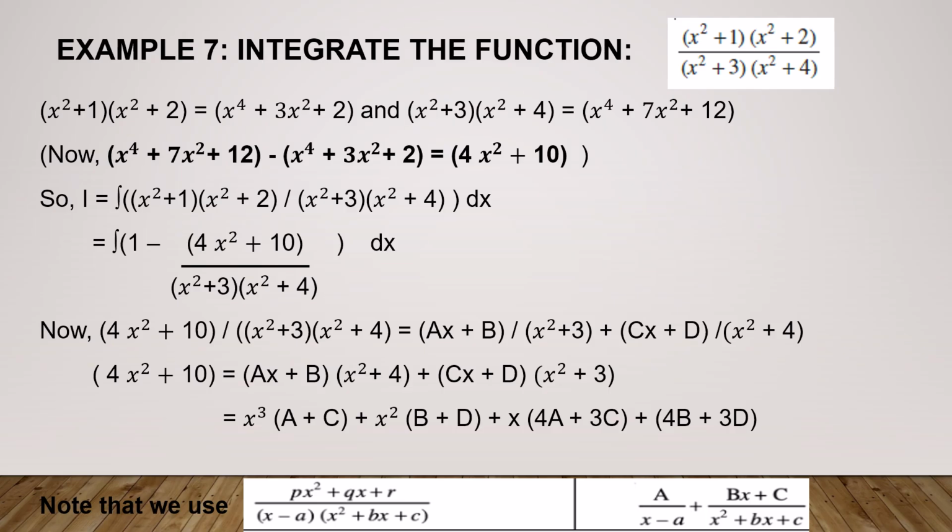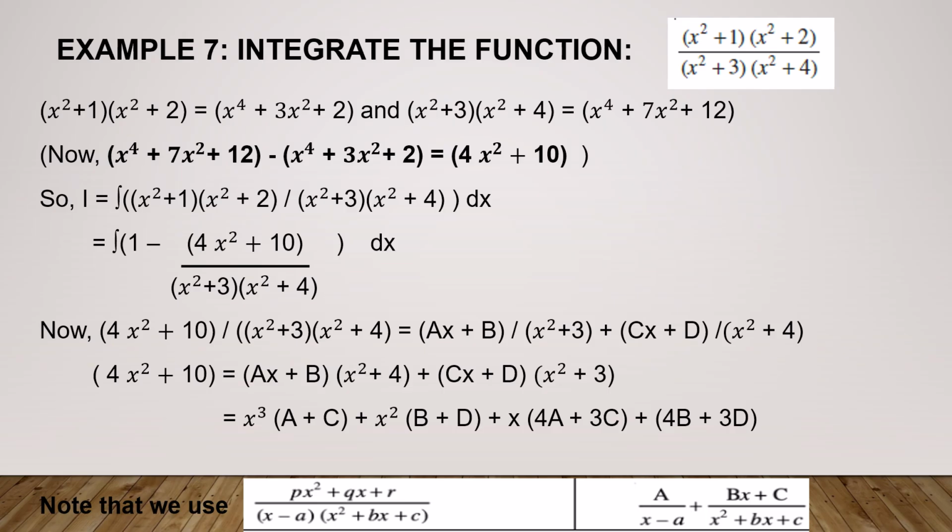So here we use our formulae for px square plus qx plus r upon, if you are having a linear factor, good, otherwise another quadratic factor which is x square plus bx plus c. In short, for the quadratic factor you have to do bx plus c upon the quadratic factor type. So now see over here, your denominator has two quadratic factors. So for both of them you need to do this procedure. For the first factor it is ax plus b upon x square plus 3, and for the second factor it is cx plus d upon x square plus 4.